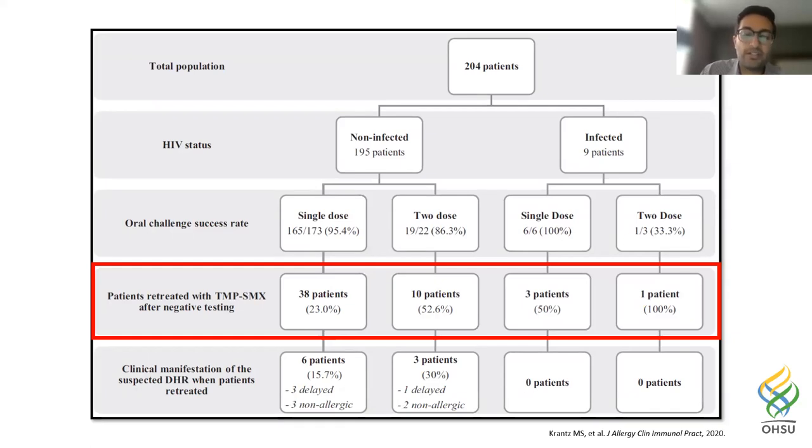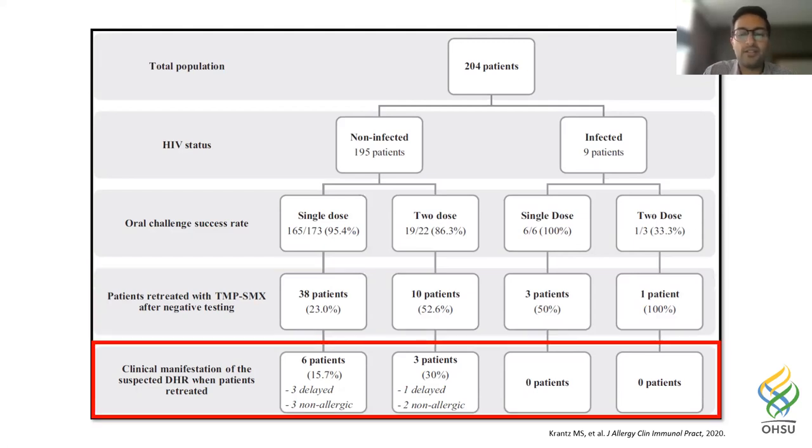About 23% of the patients that had a negative single dose got it again. And of those, only 6 of them, so 15%, had some kind of adverse reaction. 3 had delayed, 3 had non-allergic, but the vast majority clearly were able to tolerate it. Same for the 2-dose group, very similar results, that most patients were still able to tolerate it even after re-exposure. So in general, even if you do have an adverse reaction, it's usually delayed and not particularly severe. So good overall. And in the HIV population, nobody had any kind of adverse reaction with re-exposure, but those are very small numbers.